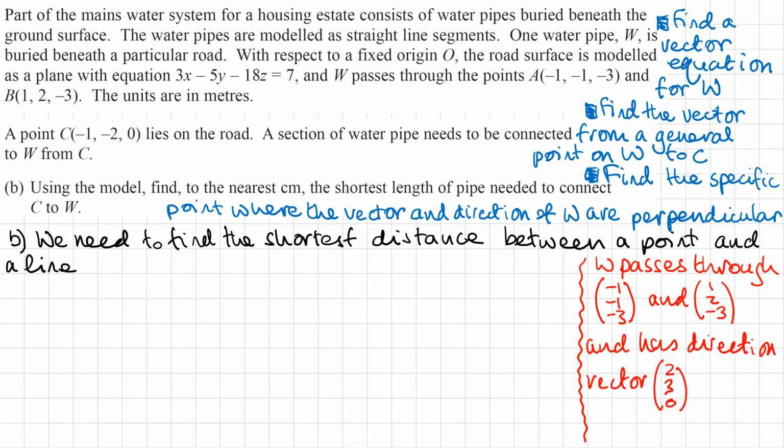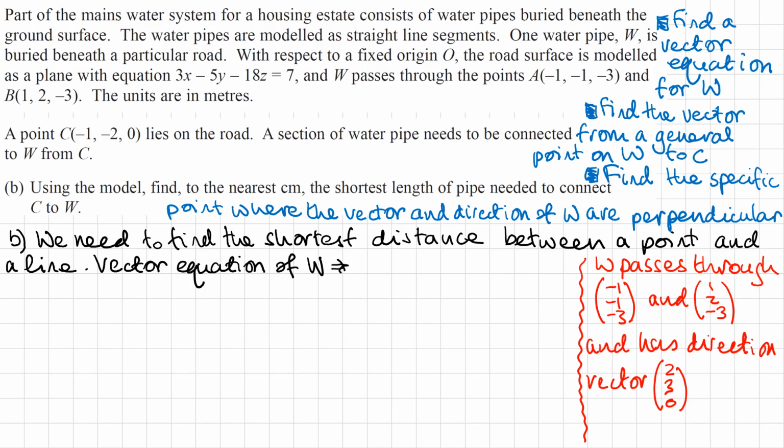So we'll start by finding a vector equation for W. Now to find a vector equation of a line, we need a point that it passes through. So I've written down here the 2 points that W passes through. We were given that in the question. And we also need a direction vector of the line, and we worked this out previously in part A, (2, 3, 0).